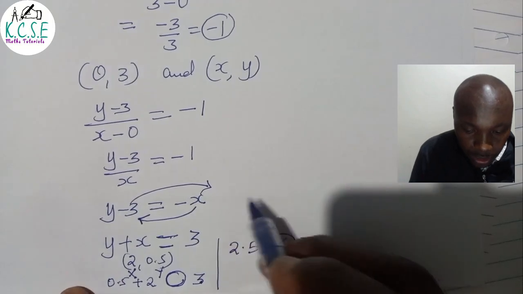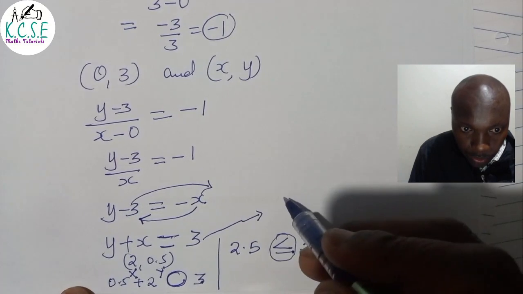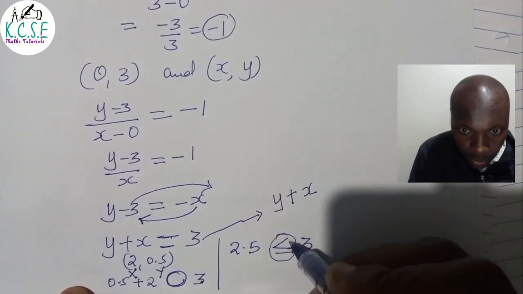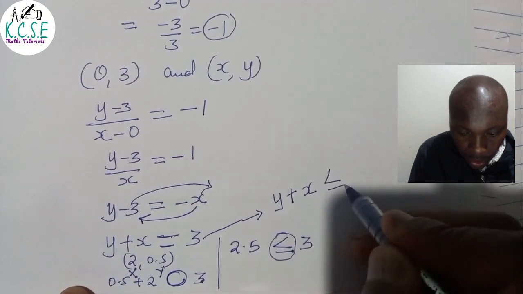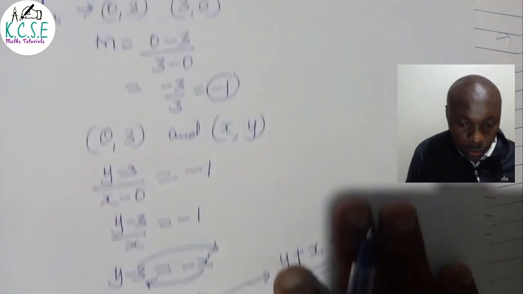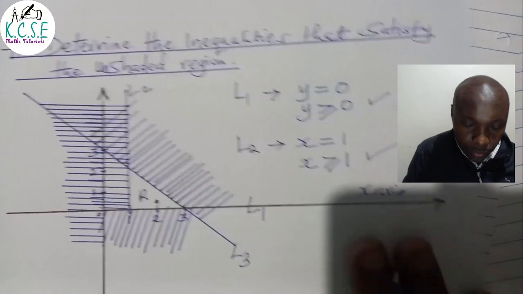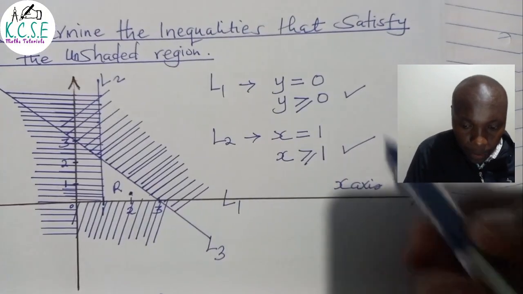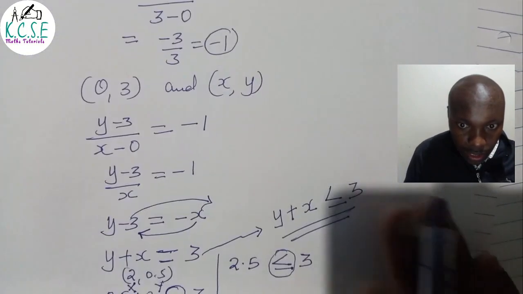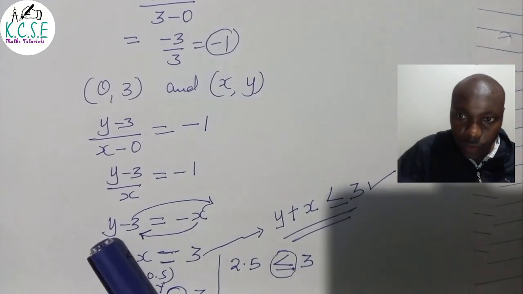Therefore, the inequality will be like this now. From here, the inequality will be y plus x, this is the sign, less than or equal to 3. So that is the inequality. Those are the 3 inequalities that satisfy the unshaded region. The first one is here, the second one is there, and then the last one is here. So that is how you're supposed to solve that question.